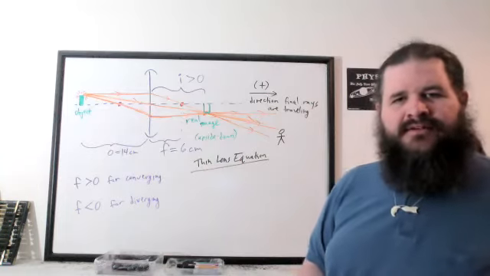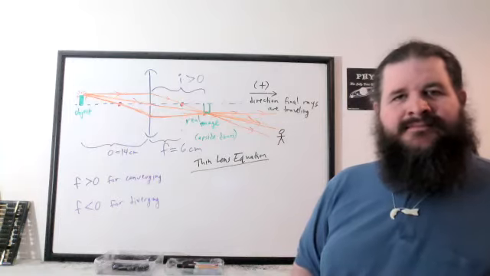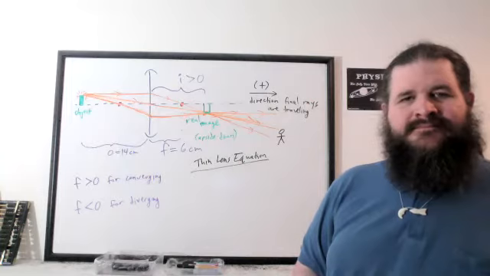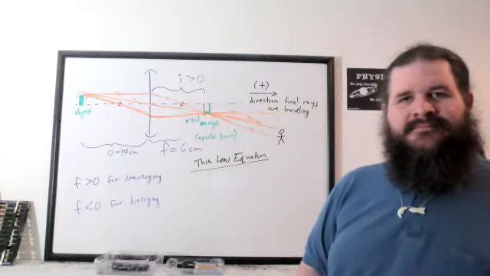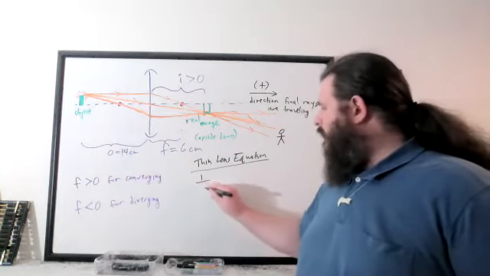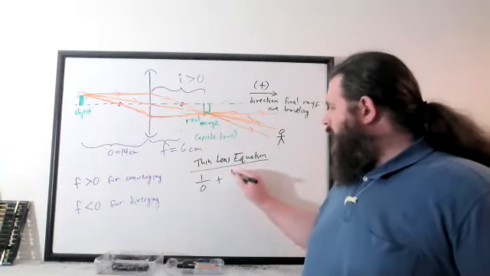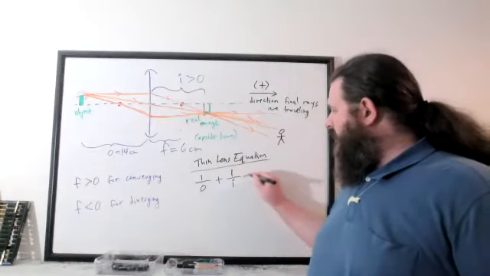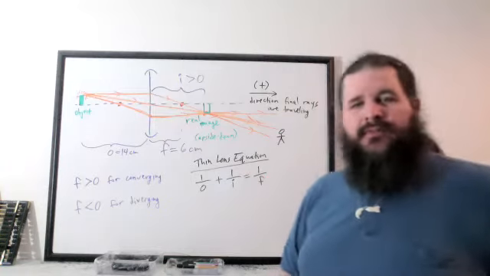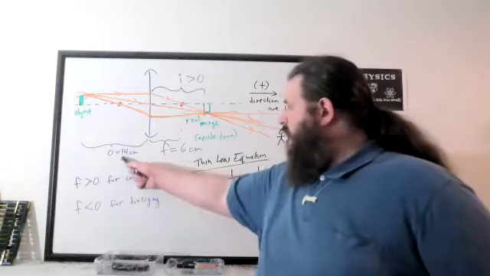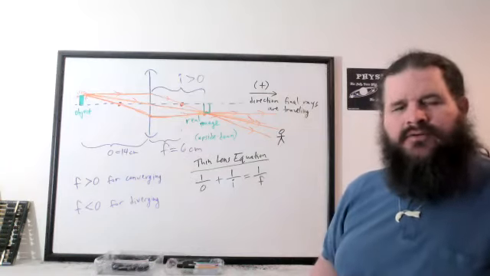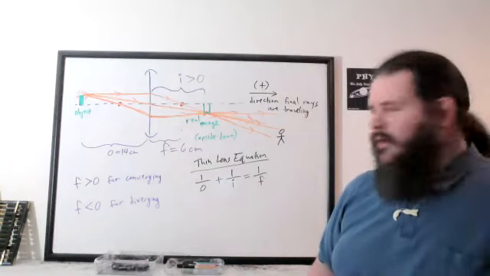And what is that equation? Yeah, 1 over the object distance plus 1 over the image distance equals 1 over the focal distance. And since we have two of those, we know the object distance, we know the focal length of the lens, we can plug those in and solve for the image distance.